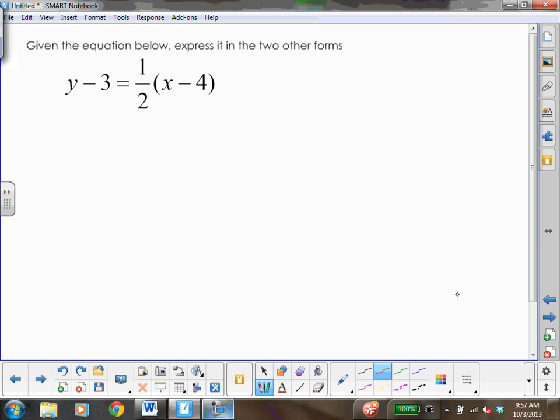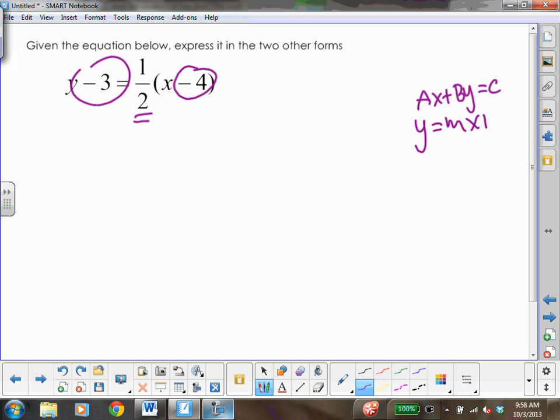Given the equation below, express it in the two other forms. y minus 3 equals 1/2 times x minus 4. So I know that this is point-slope form, because these would both be values of the point, and that would be the slope. So the other two forms that I need to express this line in would be ax plus by equals c, and slope-intercept form, y equals mx plus b.